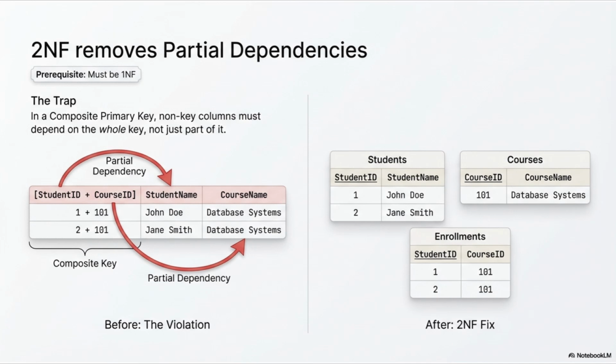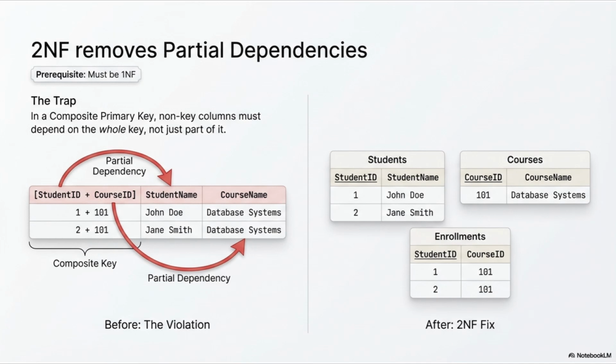Now, look at the other columns in that table. Let's say we have student name and course name. The rule of 2NF is every non-key column must depend on the entire primary key. The whole key. The whole key. Ask yourself, does Mike's name depend on the fact that he is taking math? No. Mike is Mike. It doesn't matter what class he's sitting in. His name depends only on his student ID. Exactly. It depends on only a part of the key. That is a partial dependency.